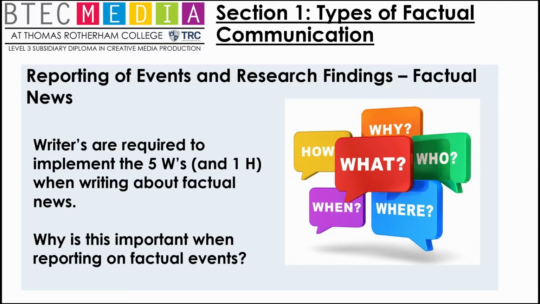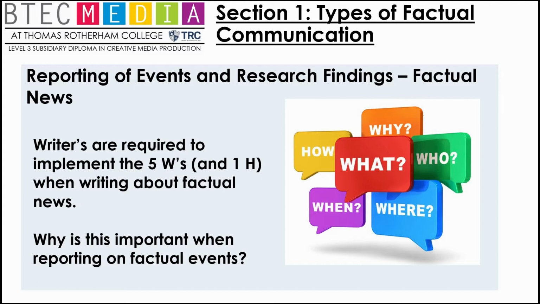Okay, and the first thing we need to look at is the 5 W's. It's sort of like the bread and butter of factual journalism, implementing the 5 W's and 1 H when writing about factual news. The reason for that is purely because that's what the reader will consume that article for. They want to know that.